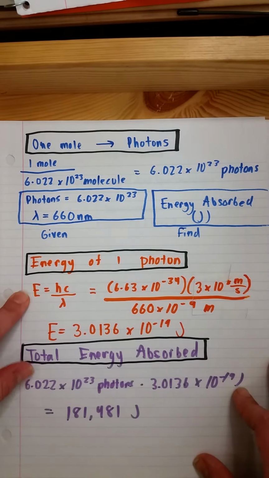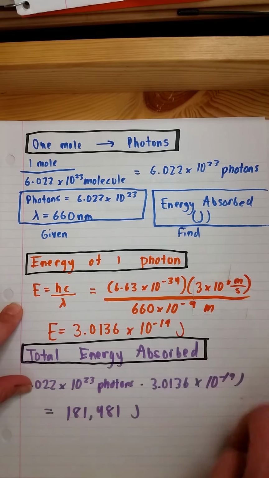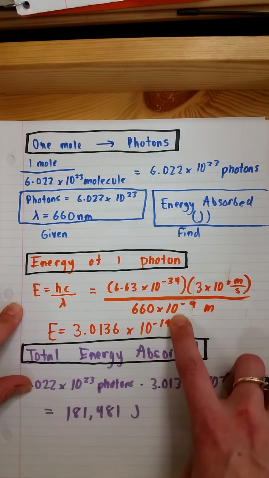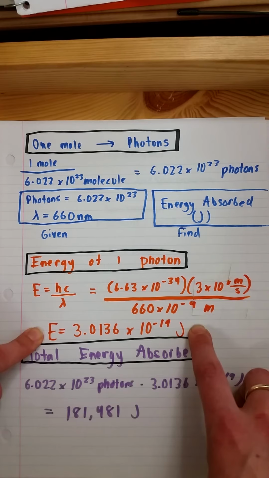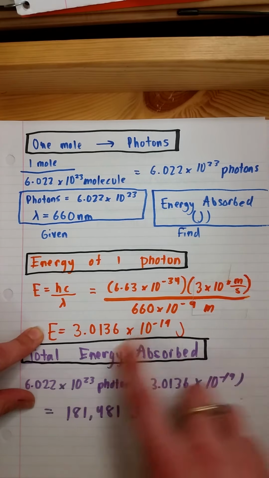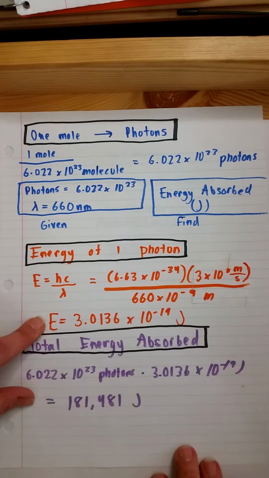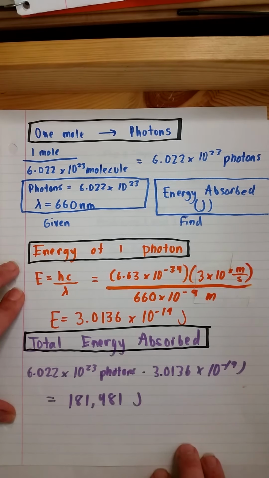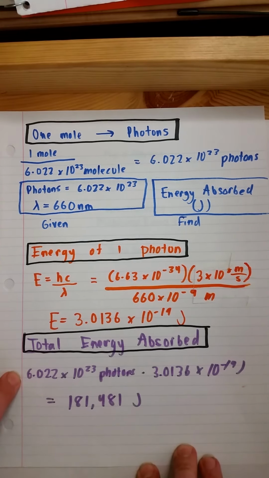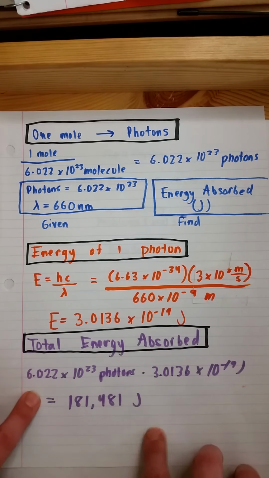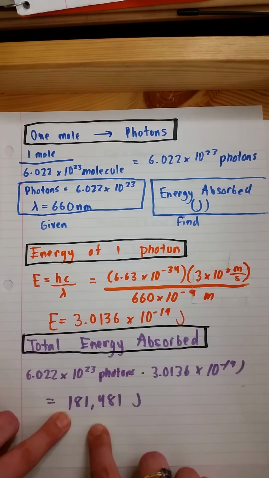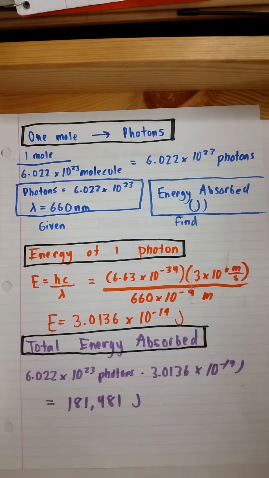We're going to use the last equation that we used for the last problem, and it's fairly just plug and chug from here. We're going to use Planck's constant and the speed of light, and then divide by the wavelength in meters, and we're left with the amount of energy in 1 photon. So our energy in 1 photon is 3.0136 times 10 to the negative 19 joules. Now the total amount of energy absorbed is the number of photons times the energy per photon. So we multiply those by each other, and we end up with 181,481 joules. All right, thank you so much.